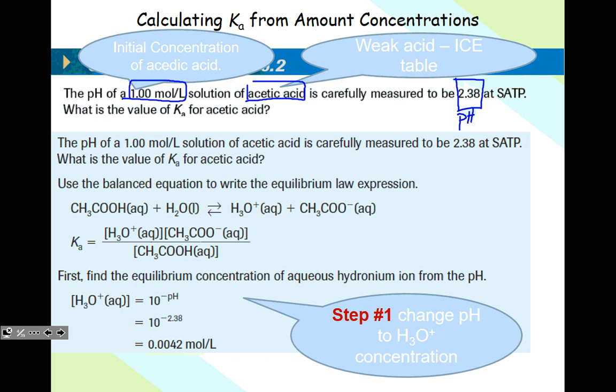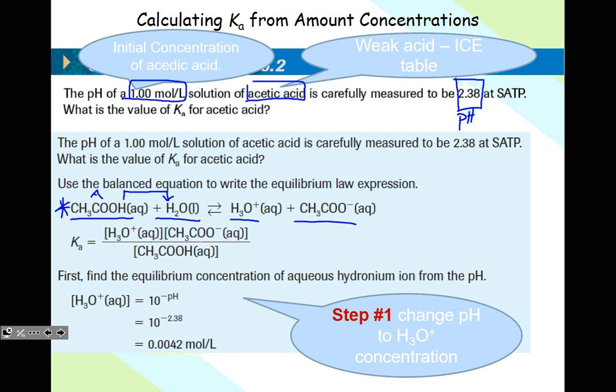So before we even get to the first step, let's get everybody ready for figuring this out. You're going to write out your equation. You have your acetic acid, and we're showing that it's going to react with water. And when it reacts with water, it's going to form hydronium ion and your anion. It's going to react, and we have a donating of a proton. So this is definitely your acid.